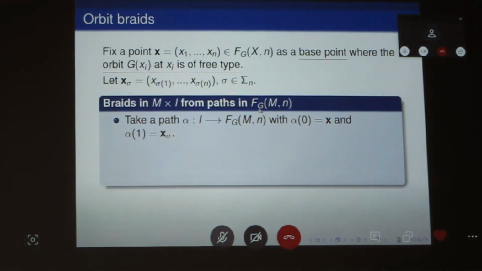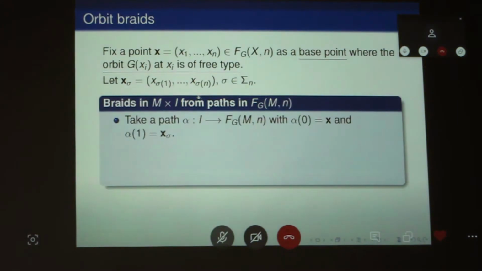Now I would like to talk about how to define the orbit braid. First, fix points as the base points. Here, for each point, the orbit is of the free type.